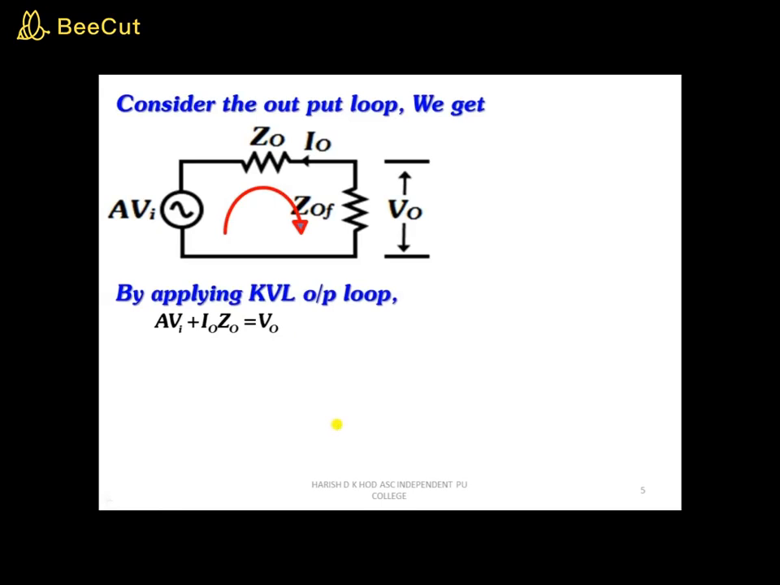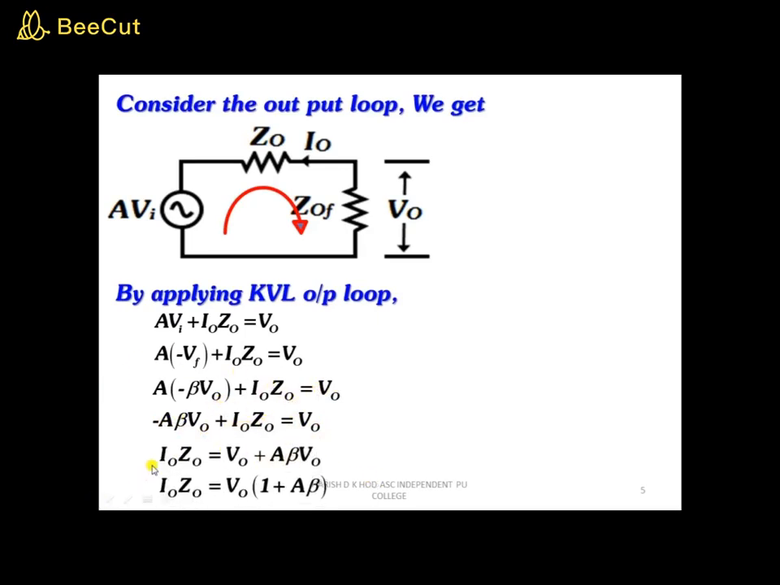Next, we all know that here VI is nothing but minus VF. But what is VF? VF is a part of the output voltage, and it can be written as beta times V naught. So the equation becomes A into minus beta times V naught plus IOZO is equal to V naught. Now next, let us bring all the V naught terms to one side. So IOZO is equal to VO plus A beta times V naught. Now in both terms the common factor is V naught.